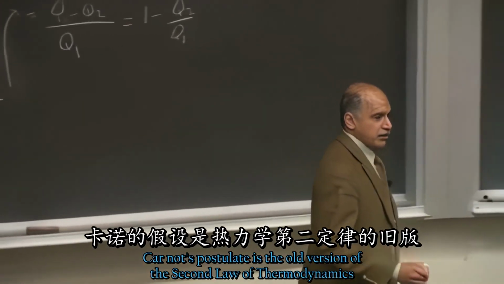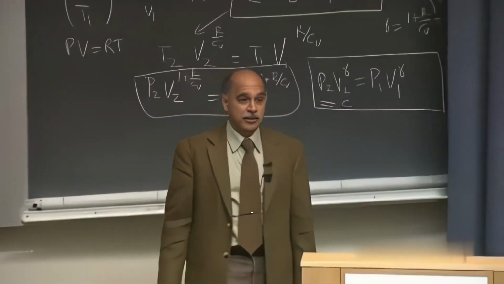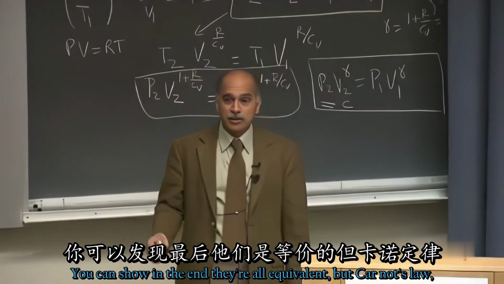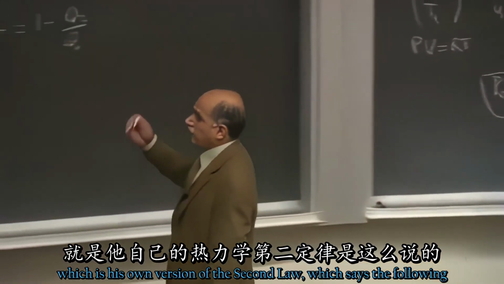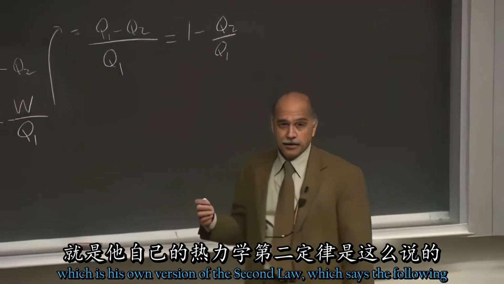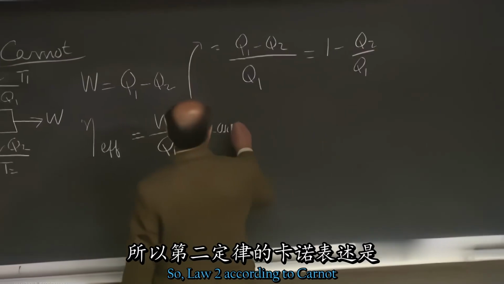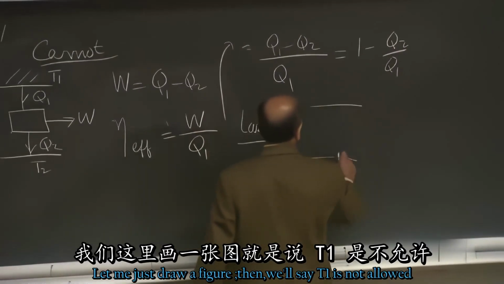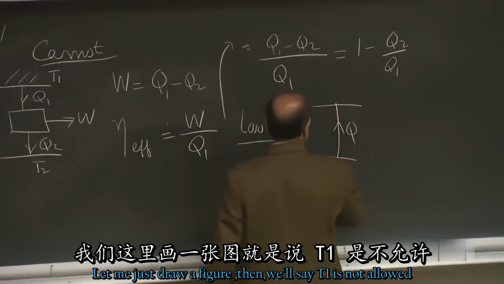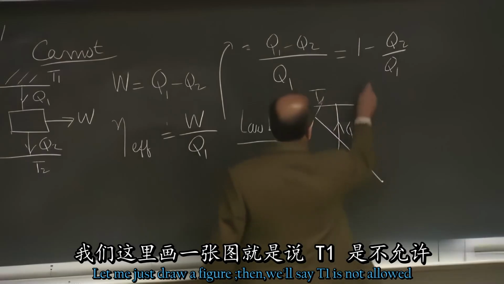Carnot's postulate is the old version of the second law of thermodynamics. He didn't talk about entropy. You can show in the end they're all equivalent, but Carnot's law, which is his own version of the second law, says the following. So law 2, according to Carnot, let me just draw a figure then, and we'll say T1 is not allowed.